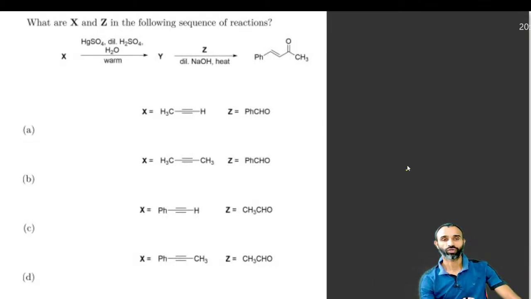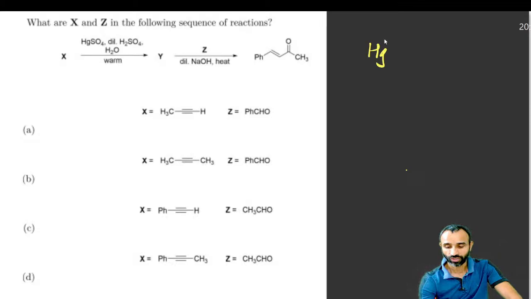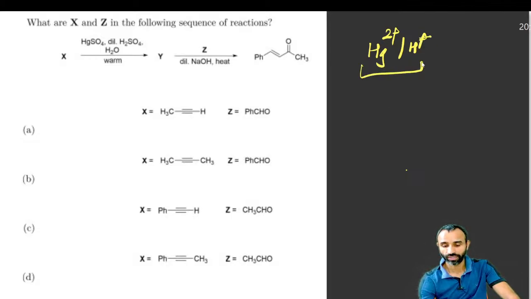Okay, so the first question is, what are X and Z in the following sequence of reactions? So first, when we have HgSO4 in the presence of dilute H2SO4, always keep in mind that HgSO4 is sometimes written like this, Hg2+ H+. So it means there is a triple bond which is undergoing hydration.